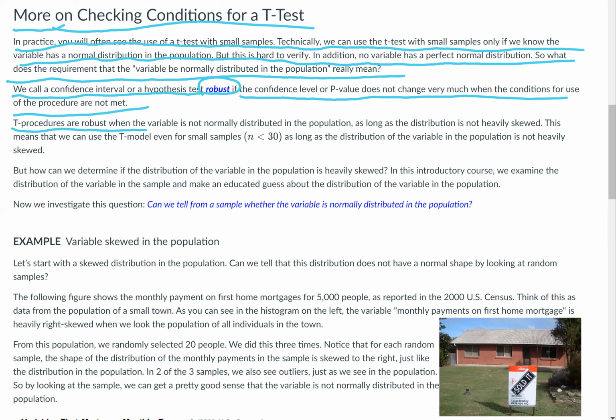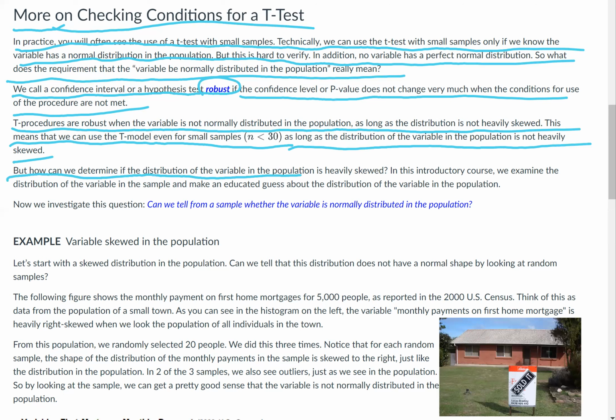T-procedures are robust when the variable is not normally distributed in the population, as long as the distribution is not heavily skewed. This means that we can use the t-model even for small samples less than 30, as long as the distribution of the variable in the population is not heavily skewed. But how can we determine if the distribution of the variable in the population is heavily skewed? In this introductory course, we examine the distribution of the variable in the sample and make an educated guess about the distribution of the variable in the population, assuming that the sample is a good representation of the population and they will look similar.